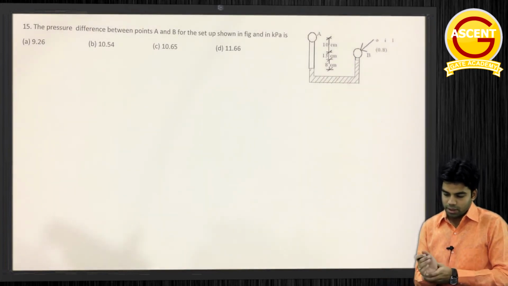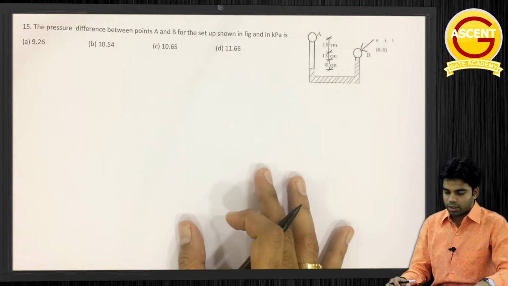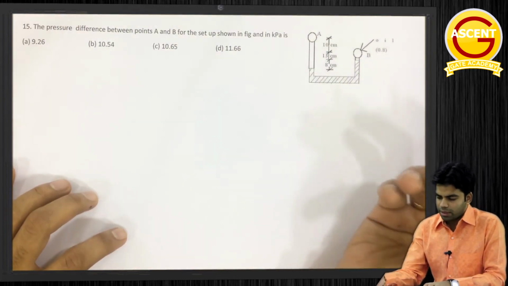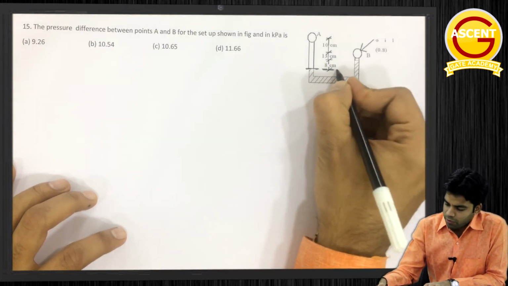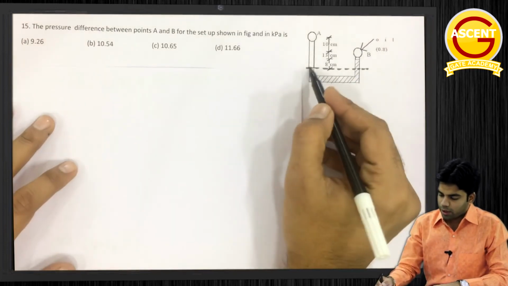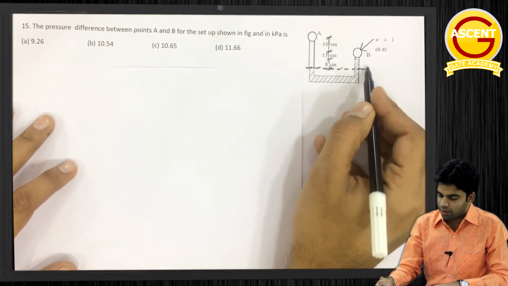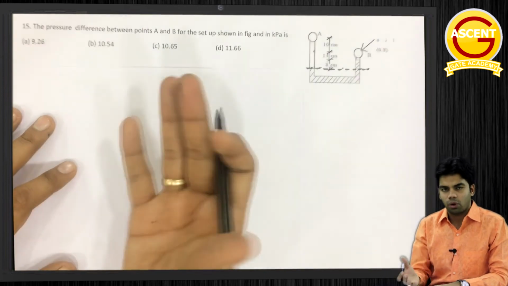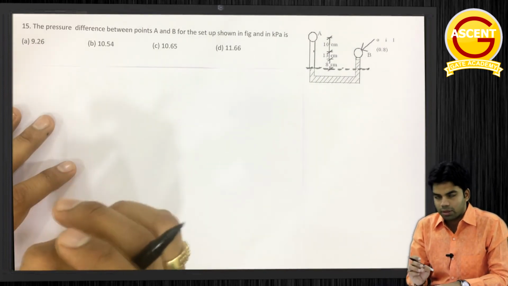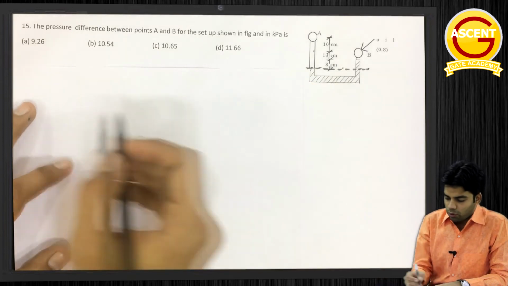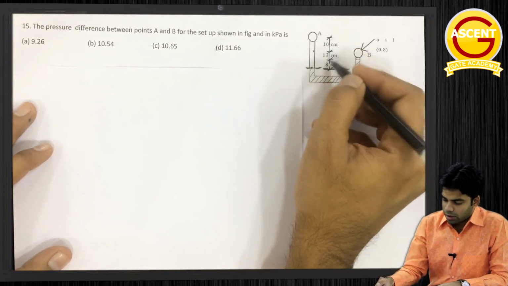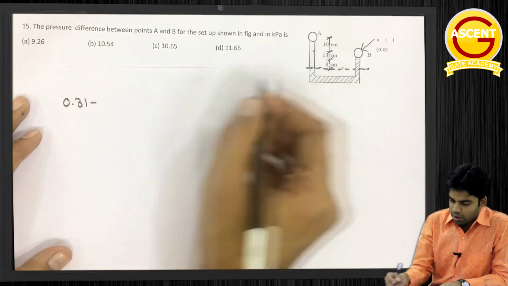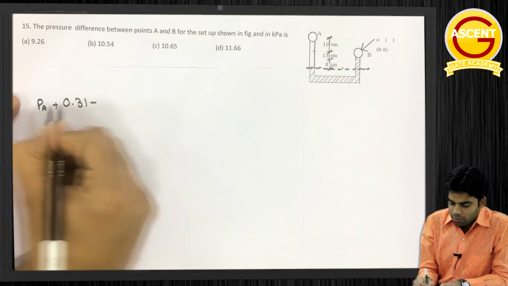The pressure difference between point A and B for the setup shown in the figure is. So we have to determine PA minus PB. Same thing, we will have to equate the pressure at this level. Here we have the oil and here we have the mercury. So first we will determine it in terms of oil only, and then we will multiply it by rho g. In terms of oil, here we have a total of 31 centimeters, so this will be 0.31 in terms of centimeter of oil plus PA.